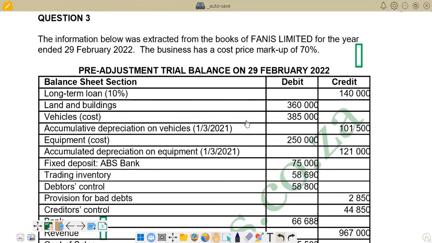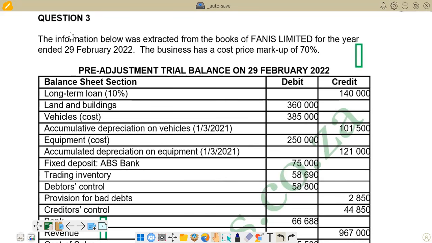Today we want to look at the question paper of November 2022. This was question 3 on that question paper, and it requires us to prepare the income statement. So we are going to go through the information that we have in the question and answer what is required.